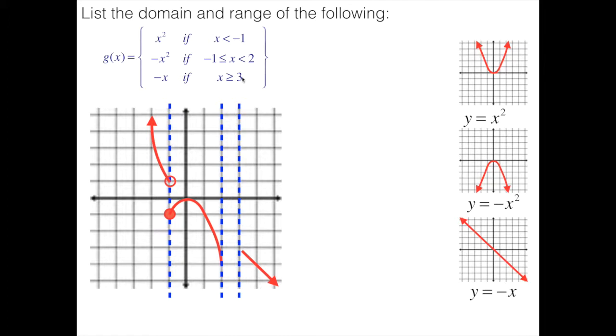All right, and then we've got less than 2, so down here, and again, this one is less than, not equal to. So we're going to use our open circle again. Finally, we have greater than or equal to 3, so we'll use a closed circle on that.